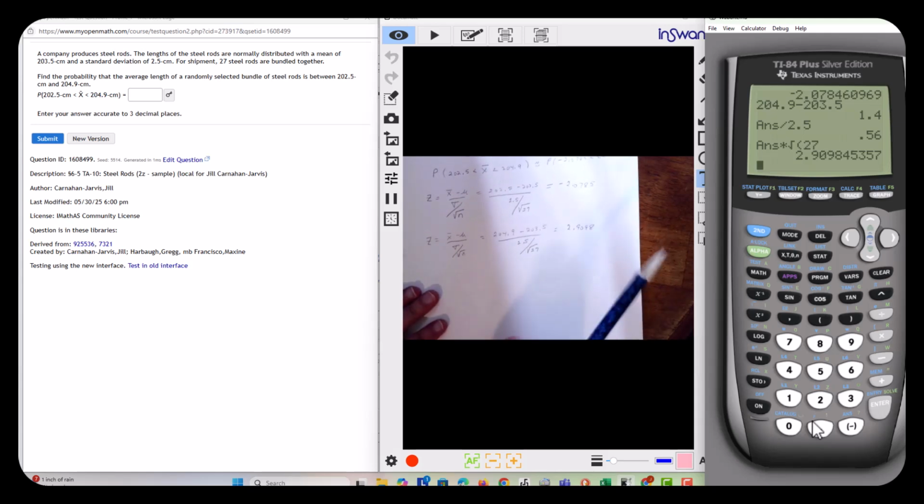Let's draw our curve. Put 0 in here. And so I put my left point over here to the left. Negative 2.0785. And this is positive 2.9098. Draw your lines up. You're wanting the area in between here. It's quite a bit, isn't it?